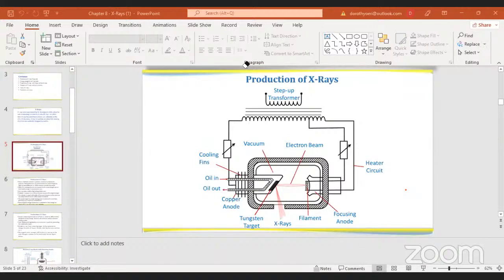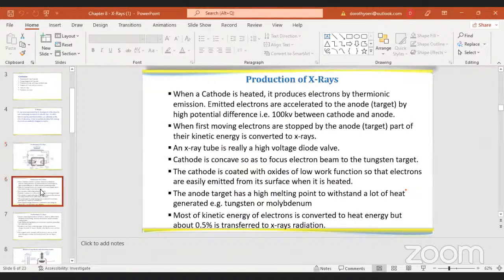It's concave to focus the electron beam onto the target. Now, I was saying the cathode is concave so as to focus the electron beam to the tungsten. That is why the shape is concave.